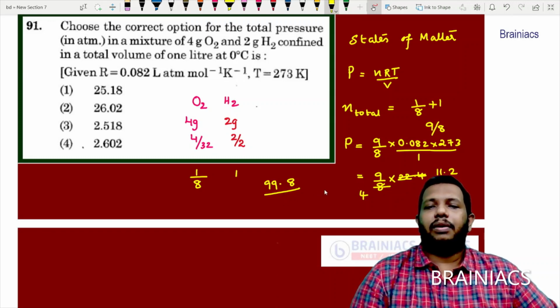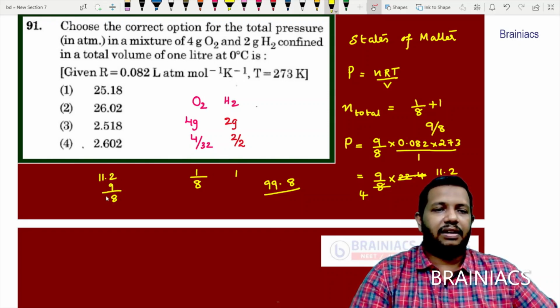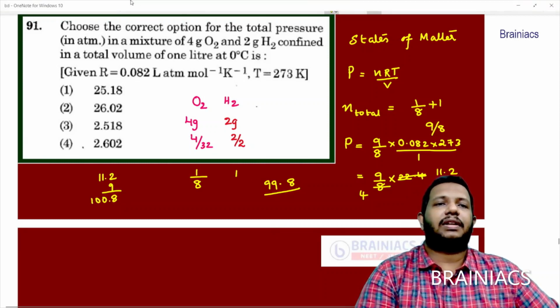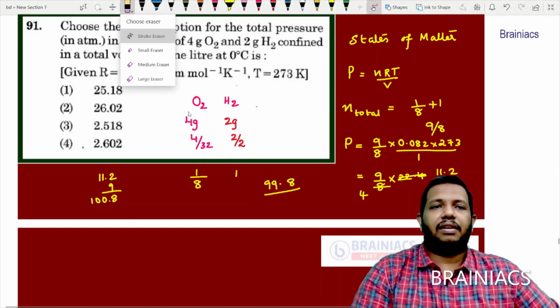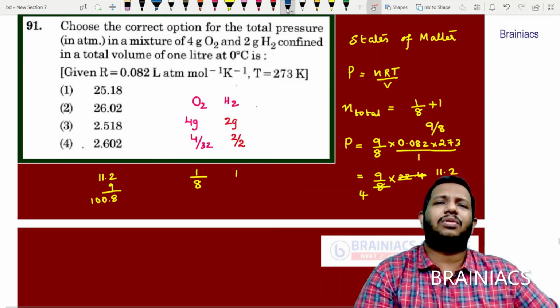So how can you do that? Okay, let me do that. 11.2 into 9, so you have 18, 1, so 9, you will get 10, so it's 100.8 that will come, correct? So let's do that. 100.8. So you will put it here 100.8, or we will take it as 101, that is also fine.